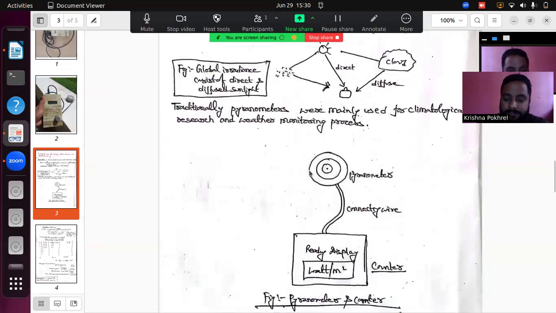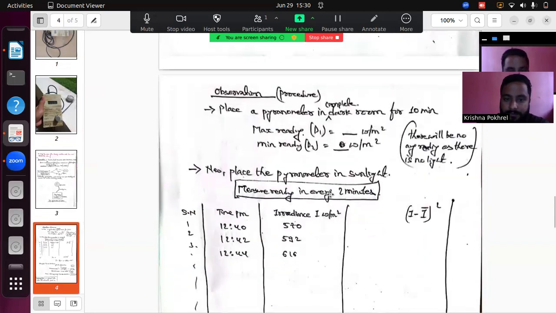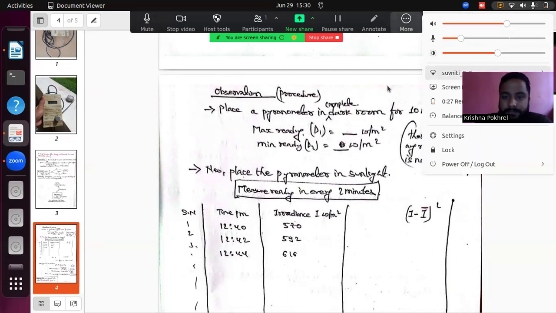In this experiment, we'll take a stopwatch and follow the observation procedure. How to observe the data from this experiment? How can this be done?